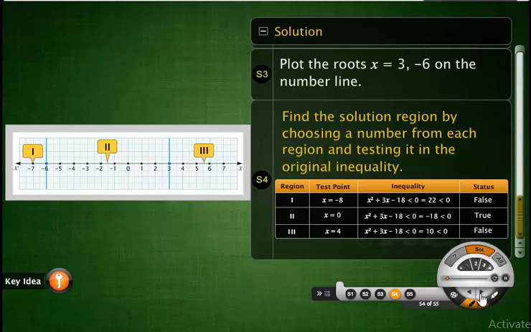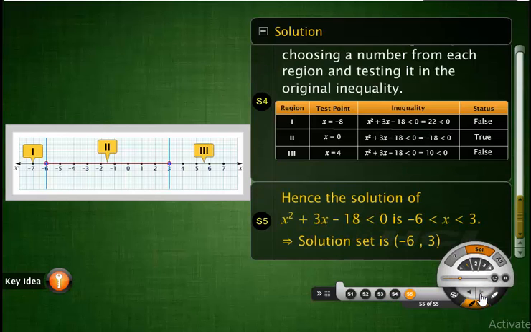Now choose a number from each region and test it in the original inequality. If the result is true, that region is a solution to the inequality. Note that the point of the second region satisfies the inequality. As a result, the second region is a solution region of the given quadratic inequality. Hence, the solution set is the open interval -6, 3.